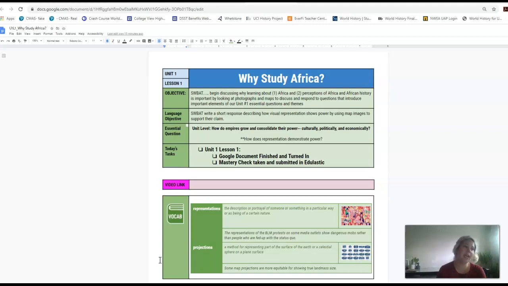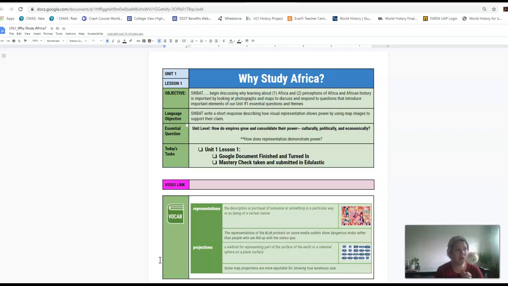And your language objective today is to write a short response describing how visual representation, so how things are seen, shows power by using map images to support your claim. So you're going to be looking at some map images and you're going to support your claim of how the world is shown, shows or doesn't show power.